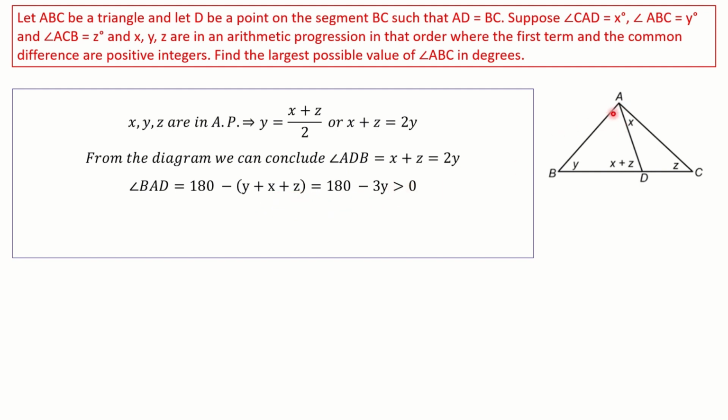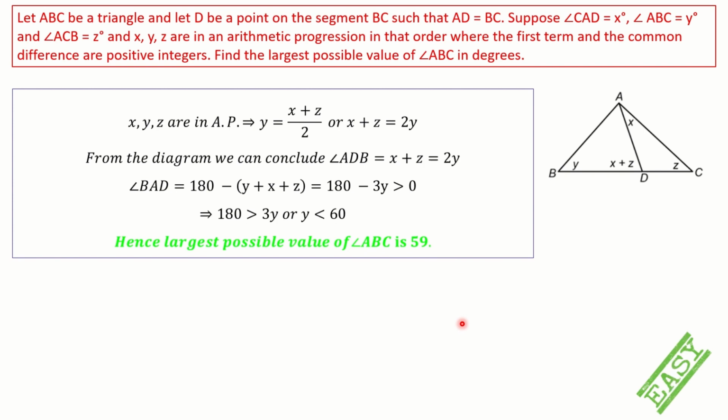We know an angle in a triangle should be greater than 0. For this to be greater than 0, 180 should be greater than 3Y, or Y is less than 60. So what is the maximum value you can think of? It's 59. So angle ABC is 59, the maximum possible value. This is easy. Next.